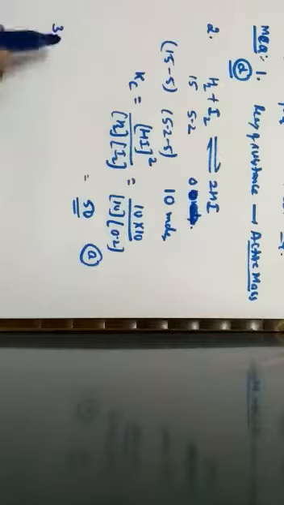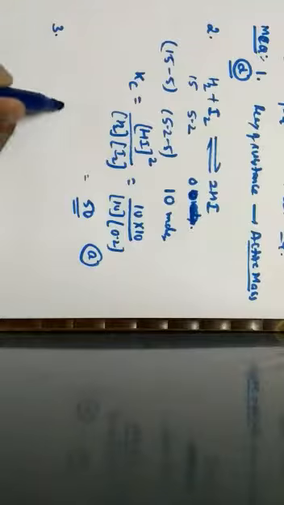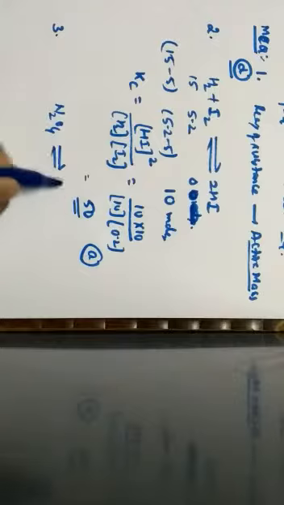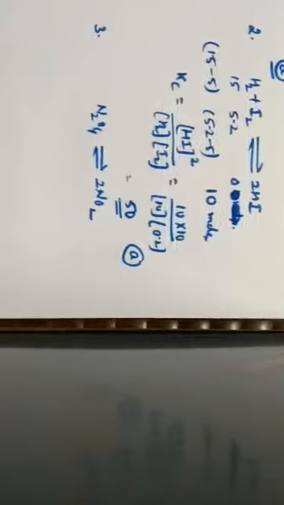Next one, question number 3. They have given a chemical reaction, that is N2O4 giving rise to 2 times NO2. In the chemical reaction, if X is that part of N2O4 which dissociates, then the number of molecules at equilibrium will be.